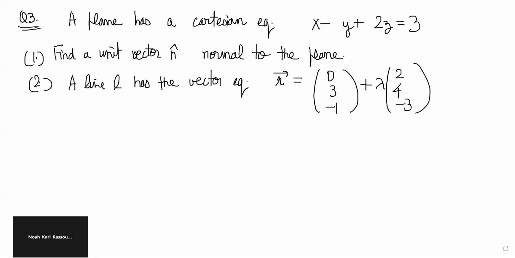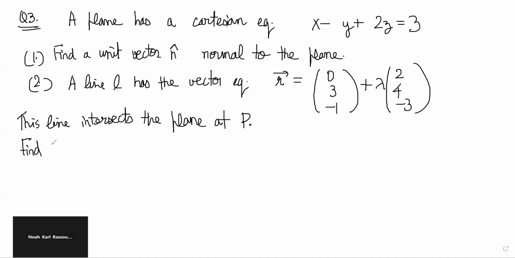The line intersects the plane at point P. This line intersects the above plane at point P. You have to find P, and find the angle between the line and the plane.